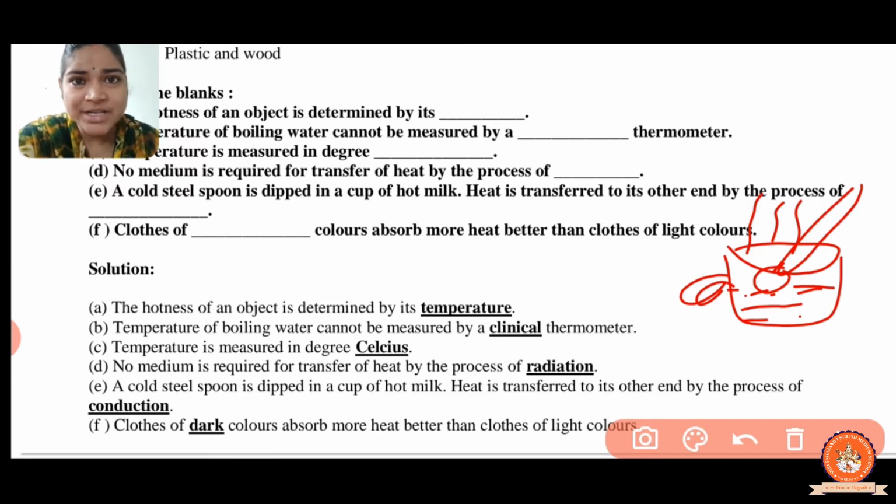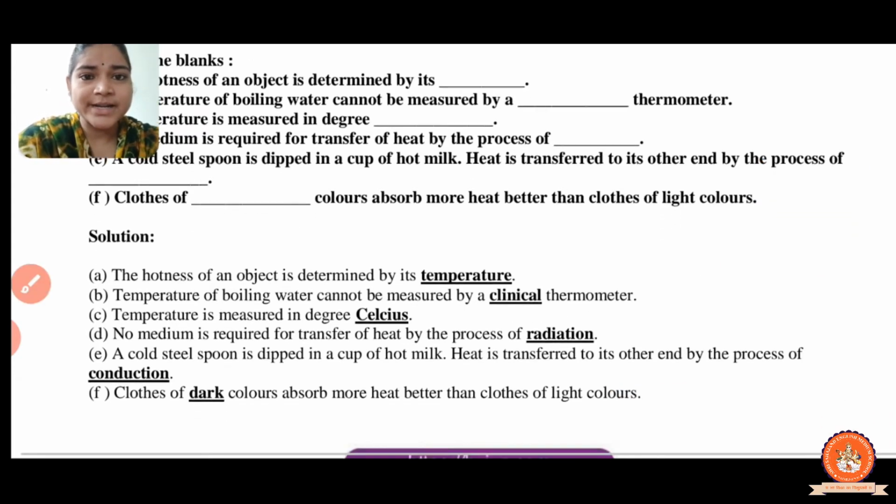And what is the definition of conduction? Heat transfer from the hotter end to the colder end, from a hotter object to a colder object. Here the cup of milk is hot, whereas the spoon is cold, so heat transfers from the hotter end to the colder end. This is conduction. So here the method of conduction is used. Got it?